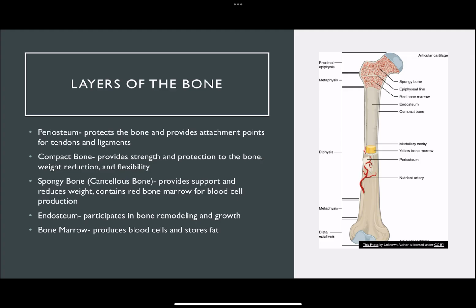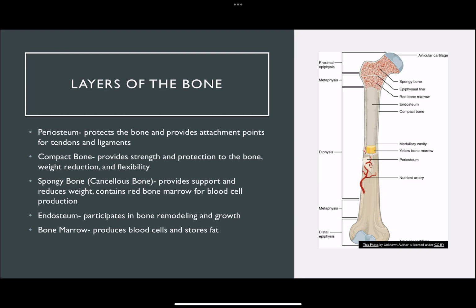Now we are going to talk about the layers of the bone. The first layer is the periosteum, which is the outer layer, and it protects the bone and provides attachment points for tendons and ligaments. This is composed of two main layers, the outer fibrous layer, which is made of dense connective tissue and provides protection and support, as well as the inner osteogenic layer, which contains cells like osteoblasts and osteoclasts that are important for bone growth, repair, and remodeling.